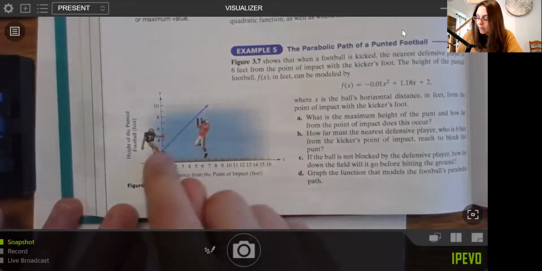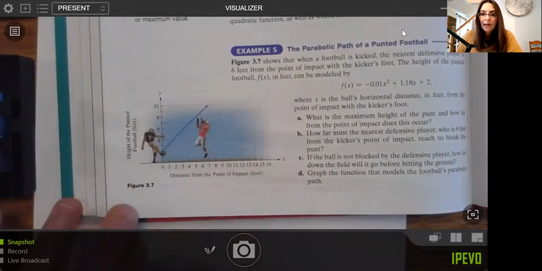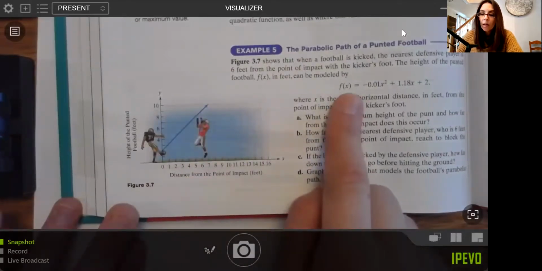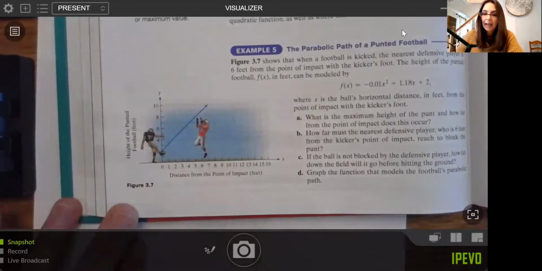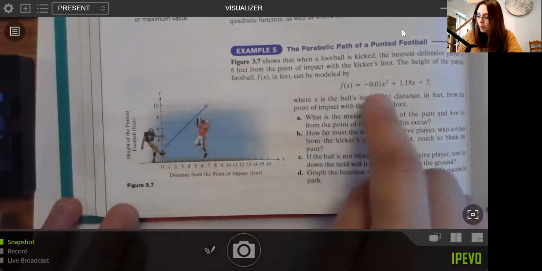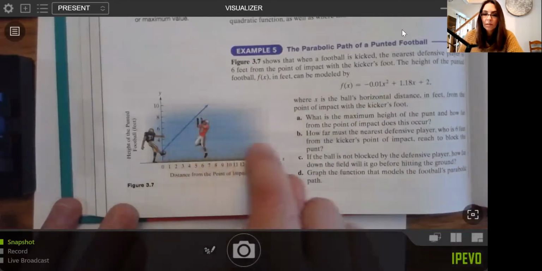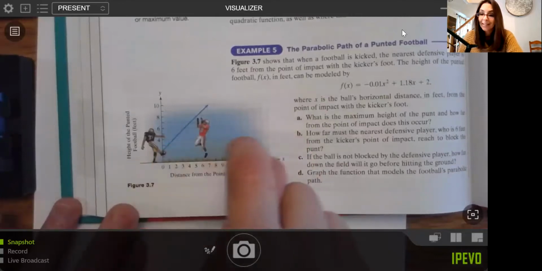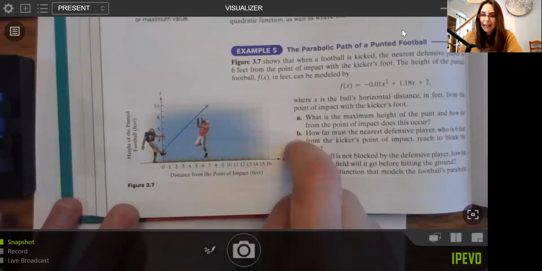So this is what the graph is that we're looking at. So our function here gives the height of the ball. The y value is the height, how high it is in the air. And the x value represents the horizontal distance. So how far that ball is traveling horizontally instead. So that's what we're looking at here.